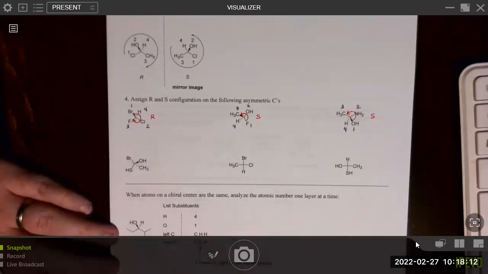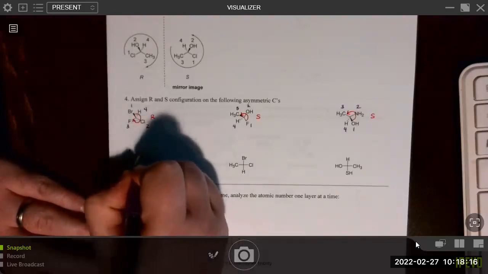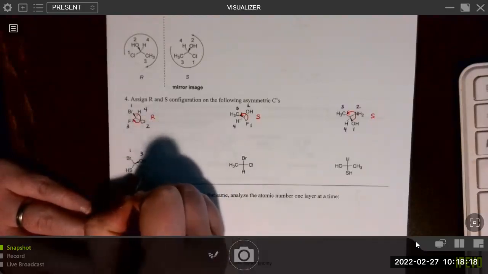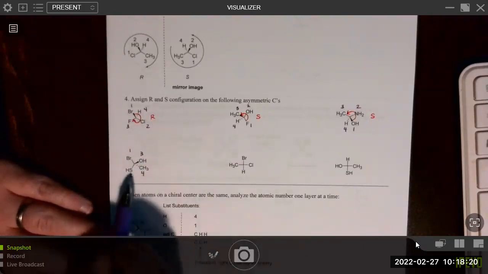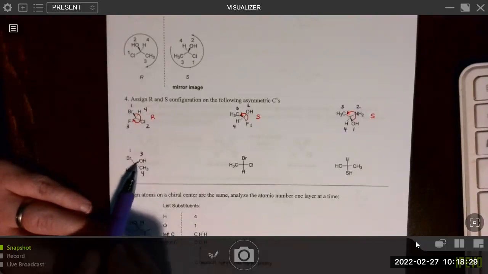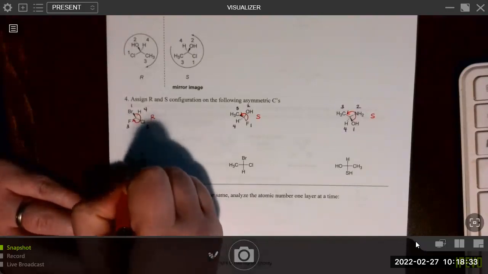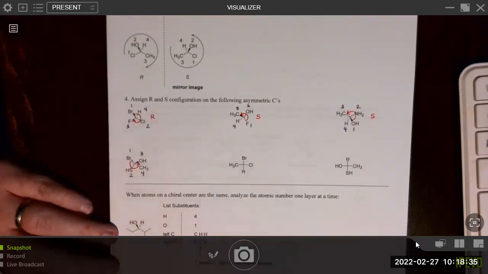Let's look at the priorities over here. Bromine would be first, followed by sulfur, followed by oxygen, followed by carbon. Notice there is not a hydrogen attached to this carbon, and that's okay. There isn't always a hydrogen. It's common, but there's not always one. The important point is that the 4th priority group is pointed back. If that's the case, I can go from 1 to 2 to 3, and this is a counterclockwise rotation, and this is S.